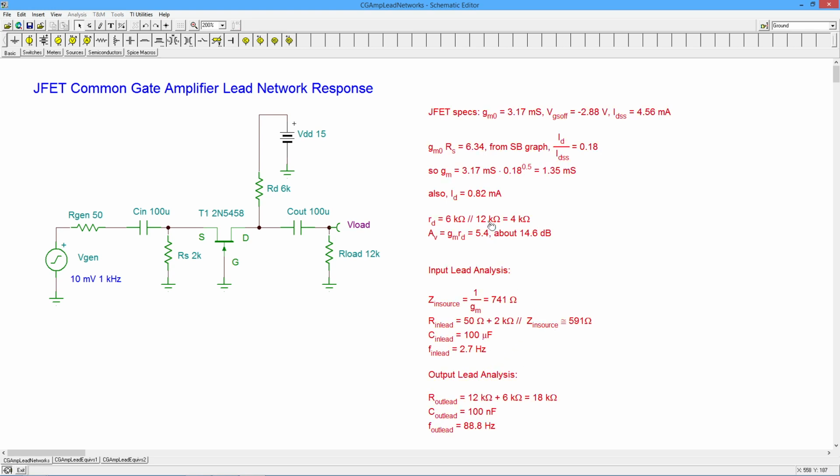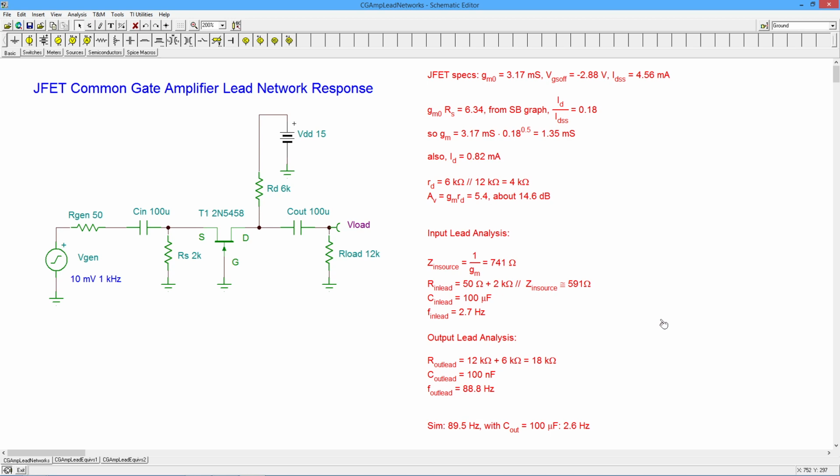Hey, that looks pretty good, right? So here we are. Initially, we were looking at 88, 89. That's what we're getting on the sim. We crank this capacitor out, and we're getting 2.6 versus 2.7. Hey, it comes right in. It's really nice.